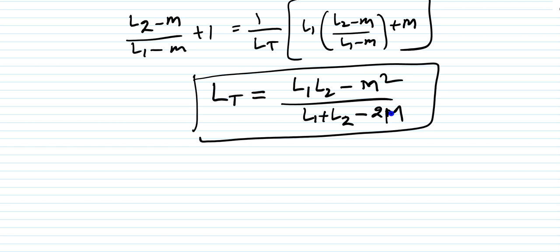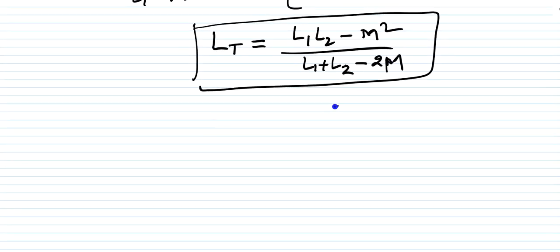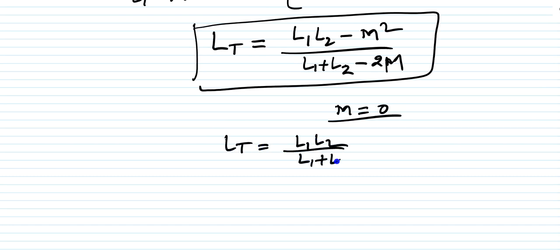If the two fluxes are of aiding polarity, then this is what you are going to get. If suppose there is no mutual inductance, then M is 0, assume. And what is the total equivalent inductance? That is nothing but L1 L2 by (L1 plus L2) will come. So that is if mutual inductance is 0. This is the point you have to understand here.